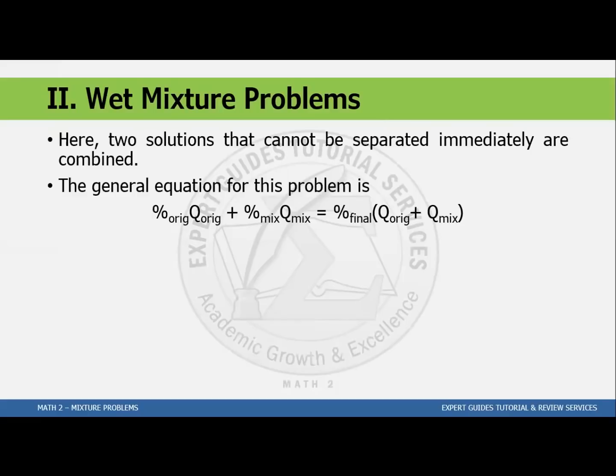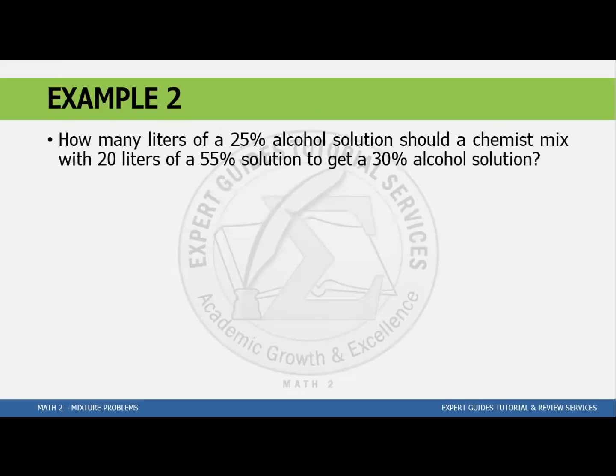We can apply this equation to an example. So, how many liters of a 25% alcohol solution should a chemist mix with 20 liters of a 55% solution to get a 30% alcohol solution?